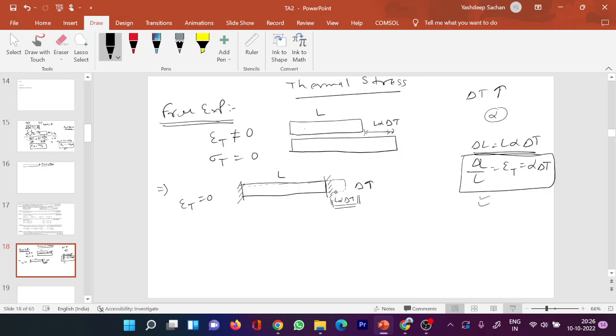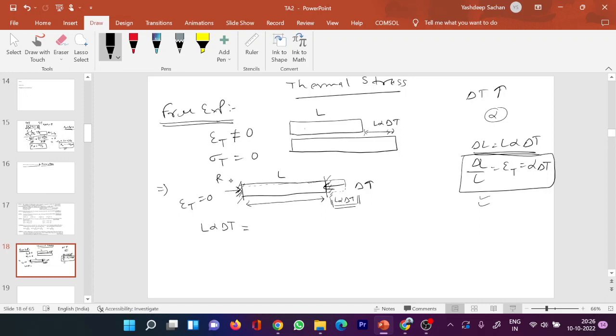So what is the thing? Actual length should be this much, but now only this L is there. If no support were there, the length would be L plus L alpha delta T, right? So now the length that has been compressed is L alpha delta T, and this much compression is given by the reaction from these supports, right?